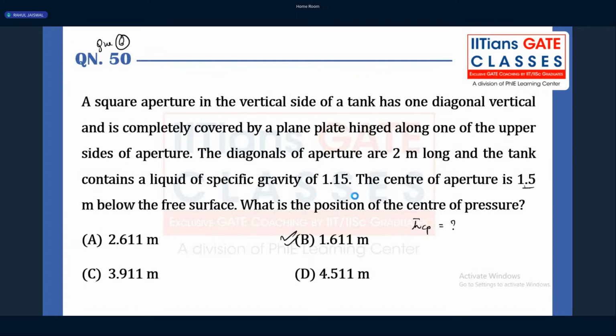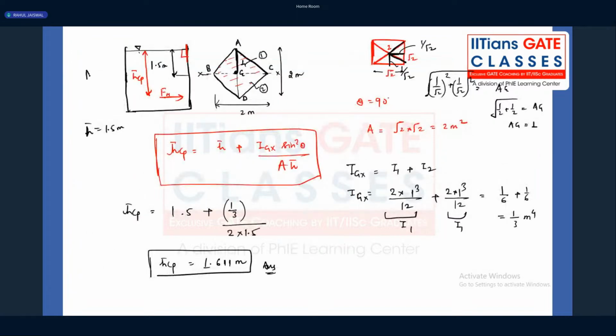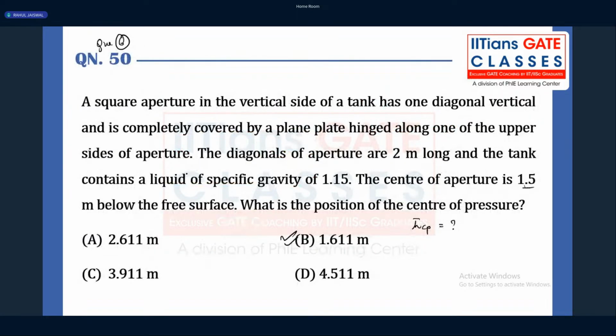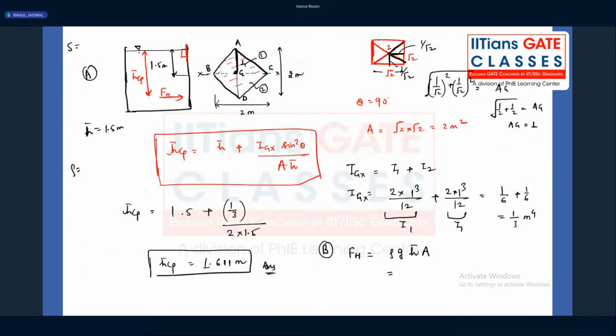That is correct. But what if I ask you, this is problem A, what about problem B? What is the hydrostatic force? If I'm asking the second question, the hydrostatic force is nothing but rho g into h bar into area. Now, what is rho? They have given the specific gravity as 1.15. What is the meaning of specific gravity? Rho of any fluid to the rho of a standard fluid. What is the rho of the standard fluid in the case of liquid? It's water.